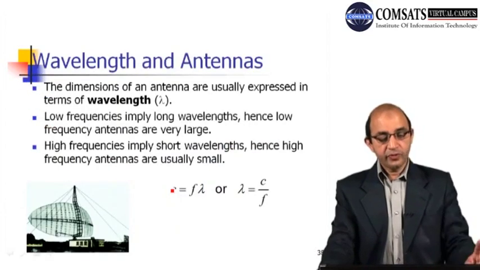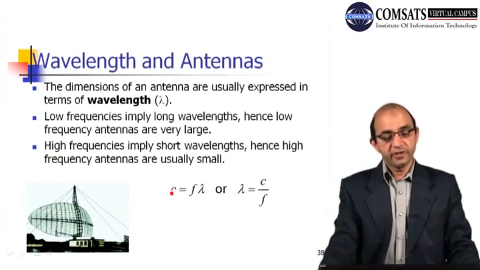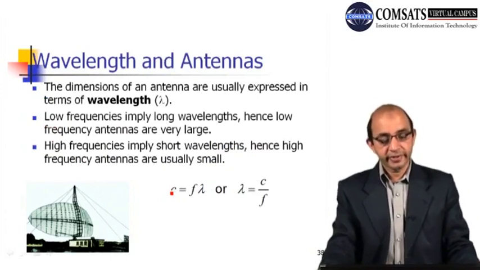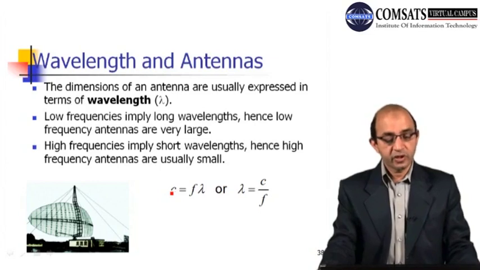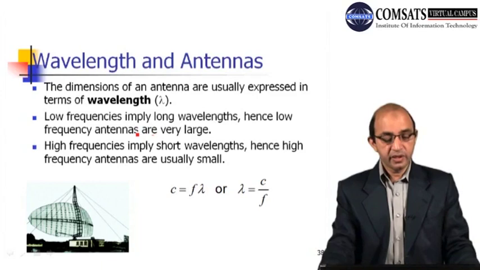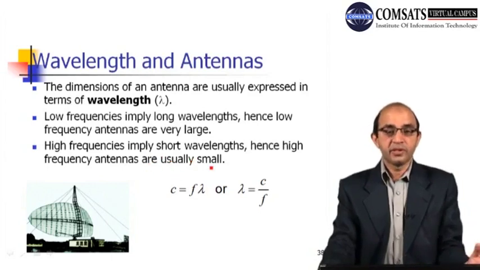Then we also have a very strong relationship between the wavelength and the antennas. This determines the dimension of the antenna. The dimensions of an antenna are expressed in terms of wavelength. Low frequencies mean long wavelengths, so we need a very large antenna. High frequencies imply short wavelengths, hence high frequency antennas are usually small, for example the antennas used within our cellular phones.